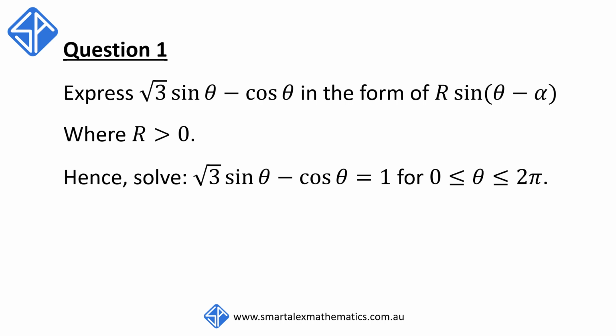In this video, we're going to look at how to solve trigonometric equations using the auxiliary angle method. For our example, we're going to look at how to convert this expression, root 3 sine theta minus cos theta, into the format of r sine (theta minus alpha), where r is greater than 0. And after we do the conversion, we're going to use the result to solve the equation root 3 sine theta minus cos theta is equal to 1 for theta between 0 and 2 pi.